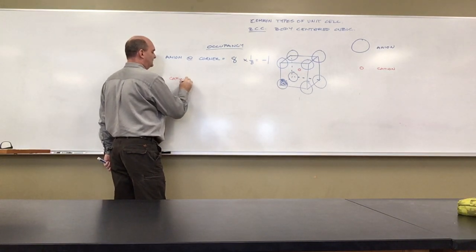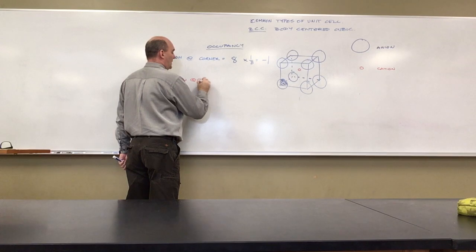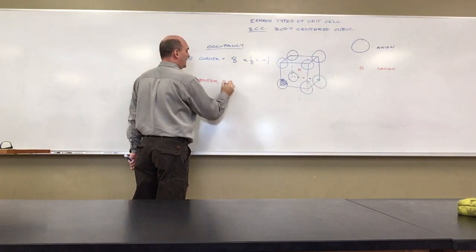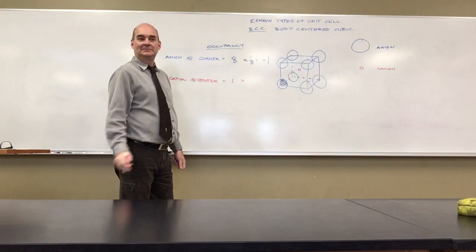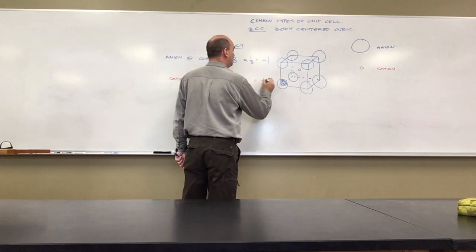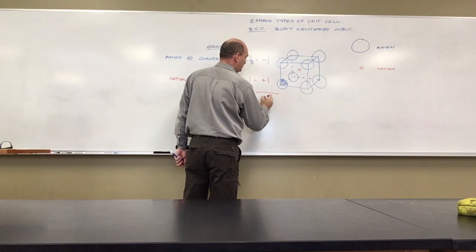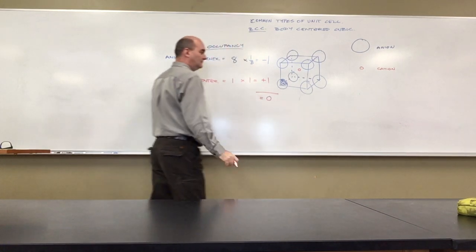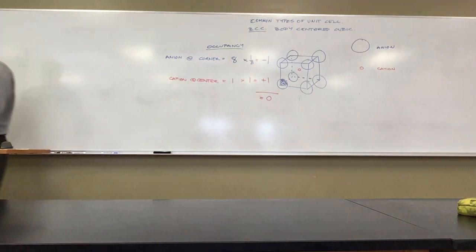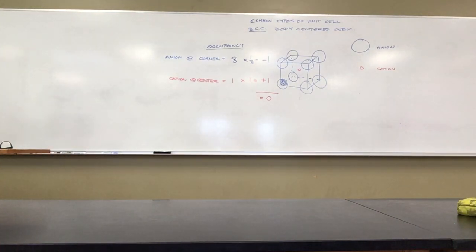Where's my cation? Inside the box. It's at the center of the box. There's one of them. How much of it is inside the box? 100%. +1 plus -1 equals 0. Therefore, this repeating structure does not want to rip itself apart. That is a body-centered cubic.